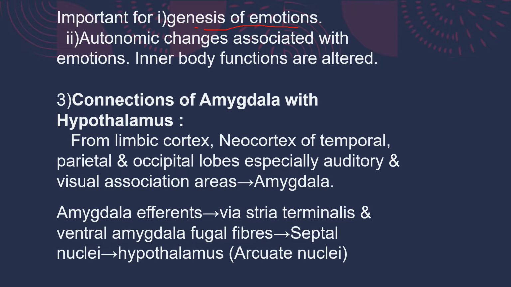And then the connections of the amygdala with the hypothalamus. The limbic cortex and the neocortex of the temporal, parietal and occipital lobes, especially the auditory and visual association areas, send fibers to the amygdala. And from the amygdala, efferents are sent via the stria terminalis and the ventral amygdalofugal fibers to the septal nuclei and then to the hypothalamic arcuate nuclei.